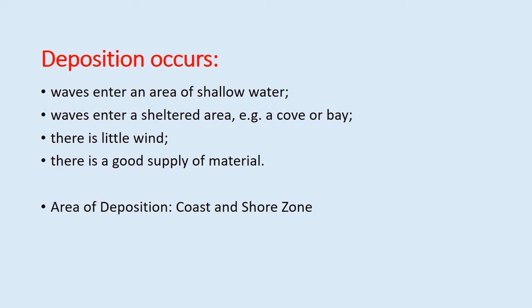Deposition occurs when waves enter shallow water, and when waves enter sheltered areas, such as a bay or covered zone, where there is little wind and a good supply of material. The next factor is where the waves or the ocean get material, which is deposited in the shore zone by ocean waves. In the deposition process, most of the sediment comes from large river systems, like the Ganga, Brahmaputra, and so on.